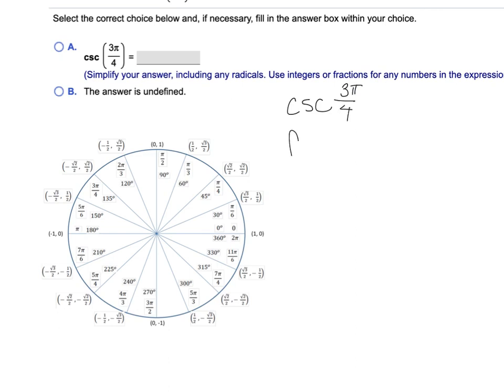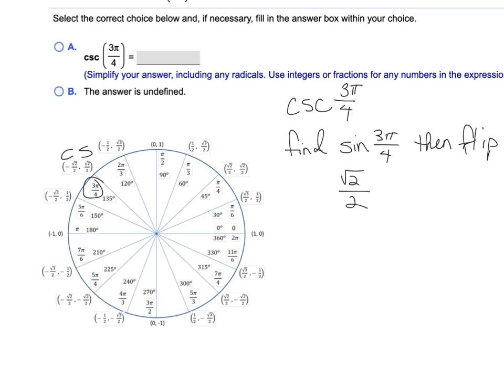Okay, so we want to first find the sine of 3 pi over 4. Once we find that, all you have to do is just flip the answer. So find that, then flip. Sorry, that's so messy. Then flip. Okay, sine of 3 pi over 4. Let's find 3 pi over 4 right here. Okay, remember cosine and sine? So our sine is square root of 2 over 2. That's the sine. So for cosecant, all you have to do is flip it. For number 4, we're just going to say that's 2 over the square root of 2.